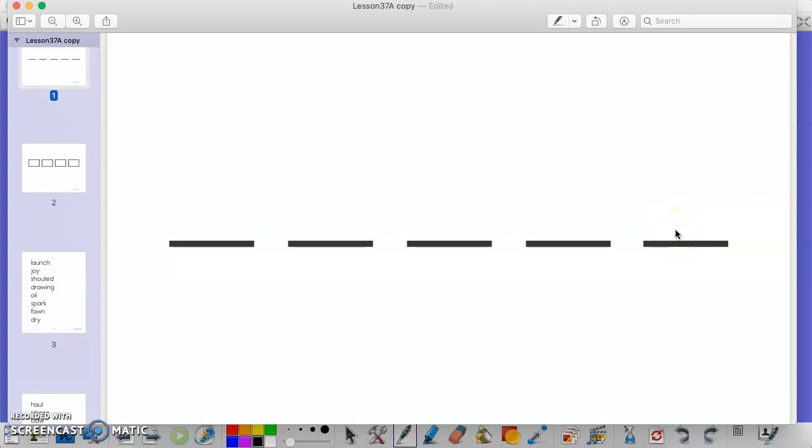Say paints. Sound paints. P, a, n, t, s. Say swift. Sound swift. S, w, I, f, t. Say swept. Sound swept. S, w, e, p, t. Say swank. Sound swank. S, w, a, n, k.